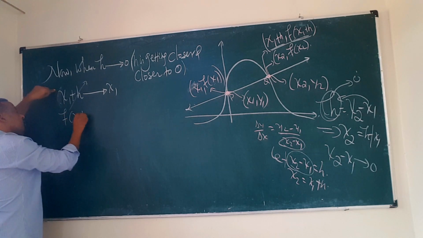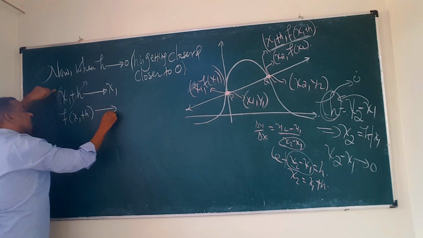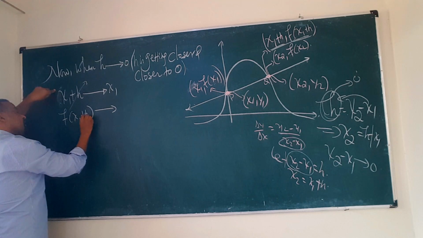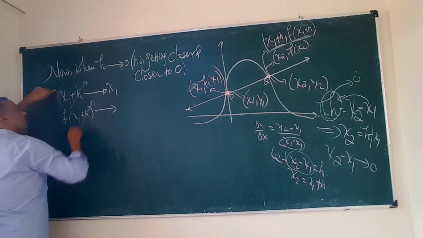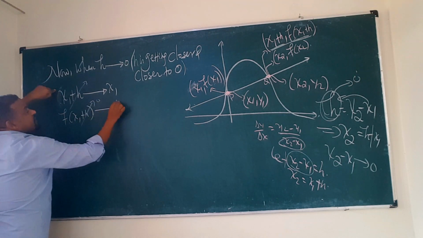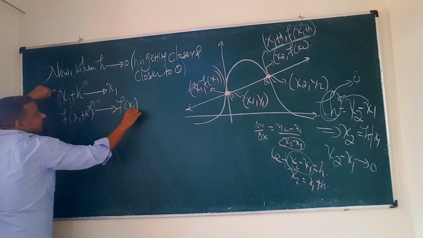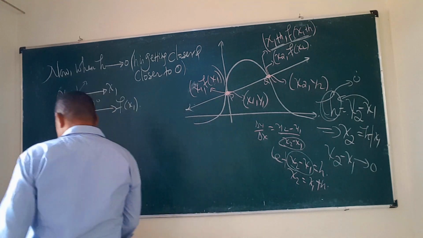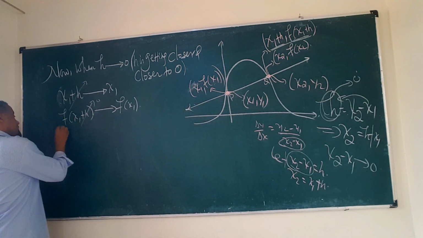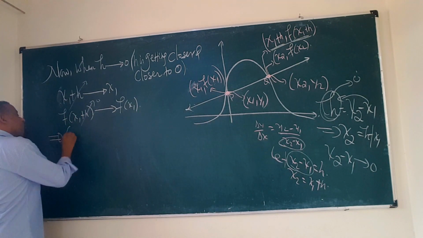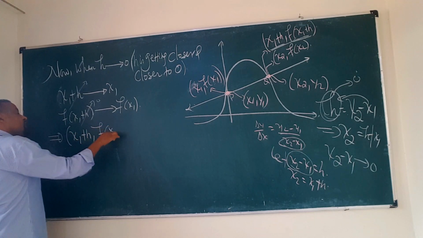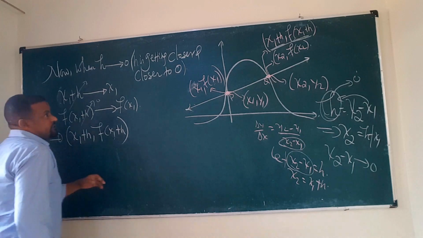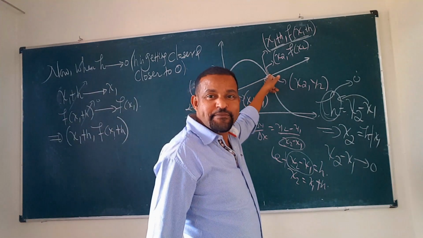What about f of x1 plus h? Where is it going? Look, since h goes to 0, this goes to f of x1. Now this point, the point x1 plus h, f of x1 plus h, this point here.